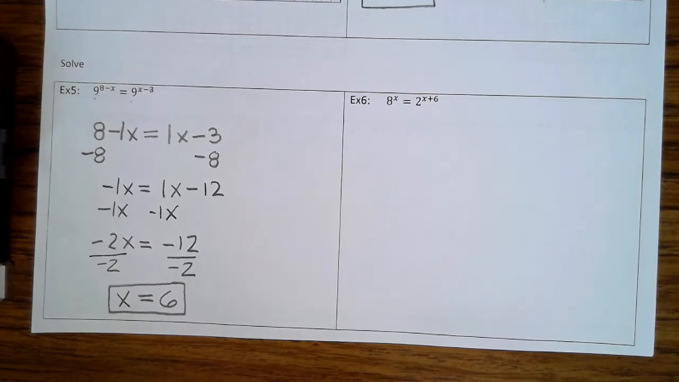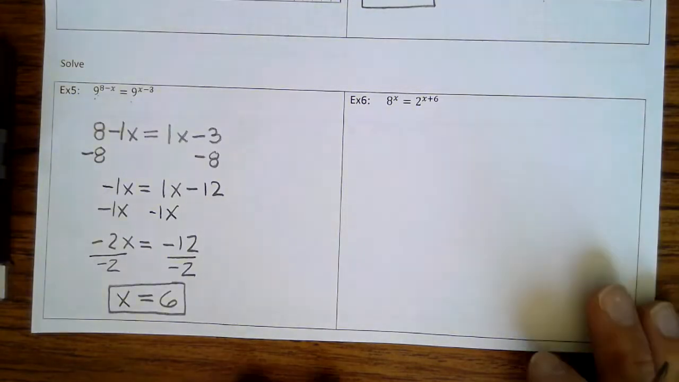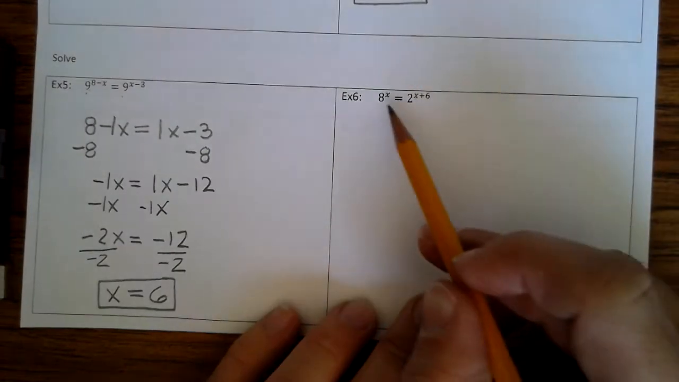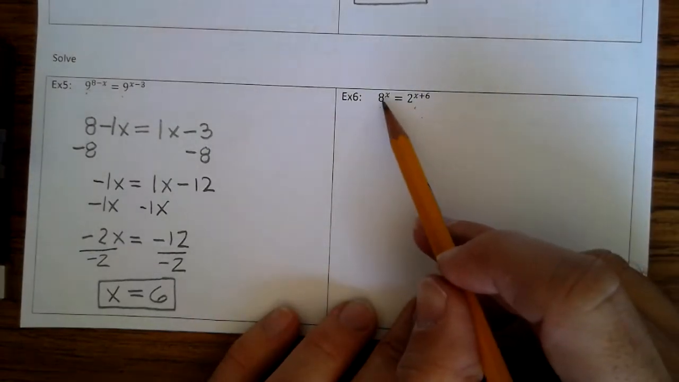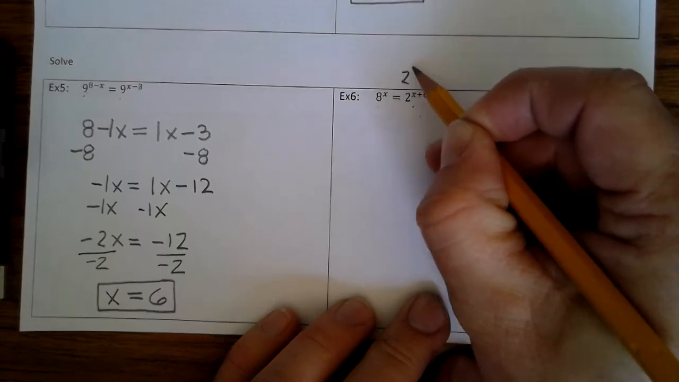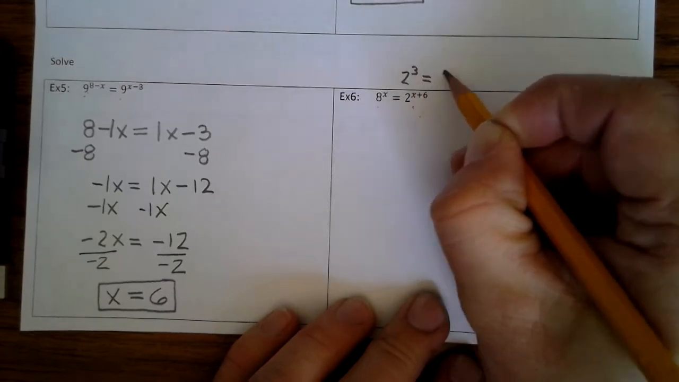So you have to think about, well, what number can I raise to give us 8? Well, the answer to that is 2 to the third. 2 to the third power is 8. So we're going to rewrite 8 to the x as 2 to the 3x is equal to 2x plus 6.